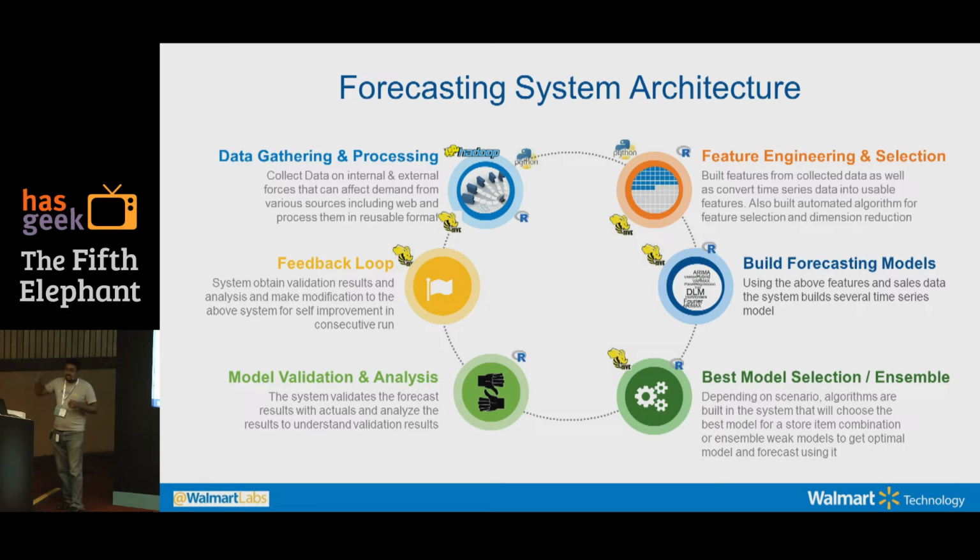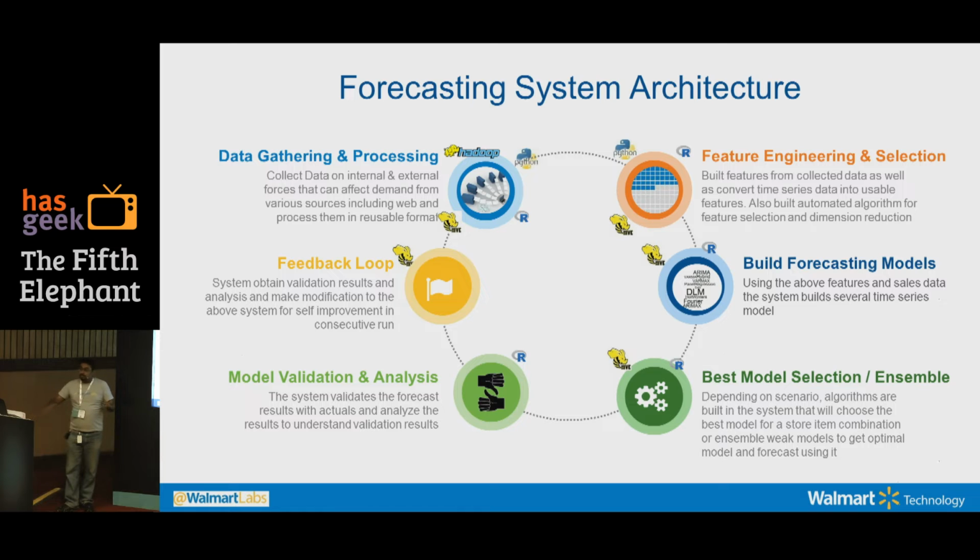Now when the system was initially deployed, this is how it used to work: for every store item combination, it used to create multiple models, and then based on the history it has, it used to choose which is the best model for each time series, and do the forecast. I'm not talking about the ensembling part because that's where the self-learning mechanism comes up.